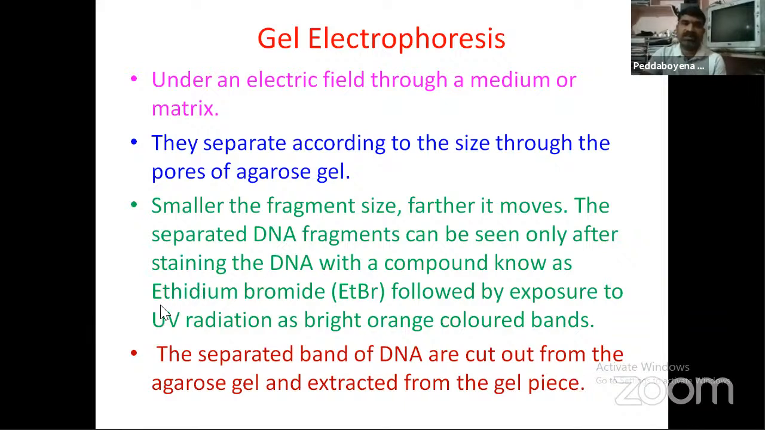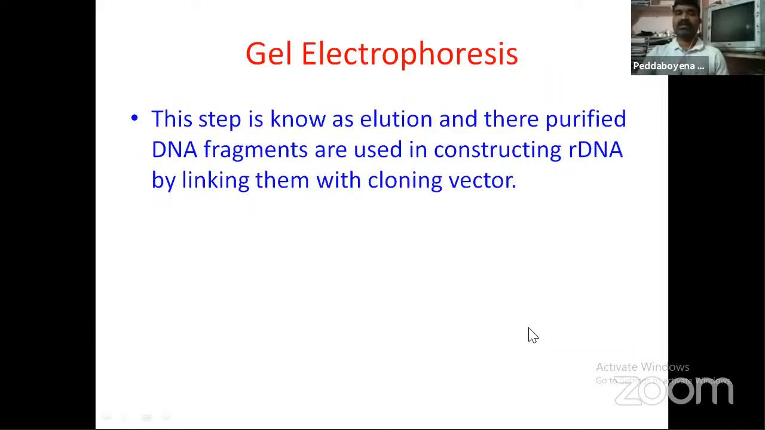Here you clearly observe ethidium bromide. Ethidium bromide is very, very important, followed by exposure to UV radiation, giving bright orange colored bands. In this step, known as elution, this separation process is called what? Elution. This word is very important: elution. The purified DNA fragments are then used in constructing rDNA by linking them with a cloning vector.